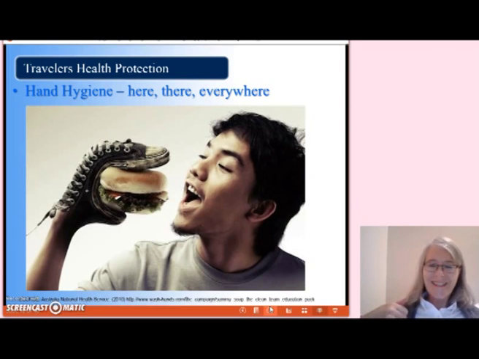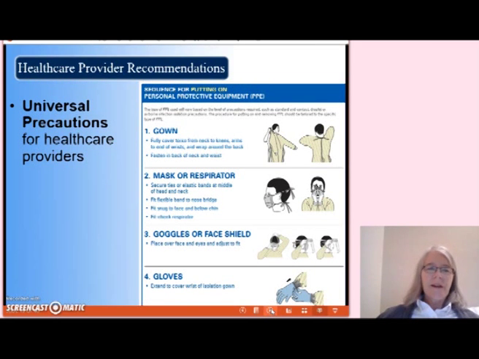I think that most of this picture kind of grosses people out, but it is very effective in giving you the idea of where your hand has been. So this young man is wolfing down something to eat with his dirty hand, which is like eating with your shoe. Again, universal precautions for healthcare providers.